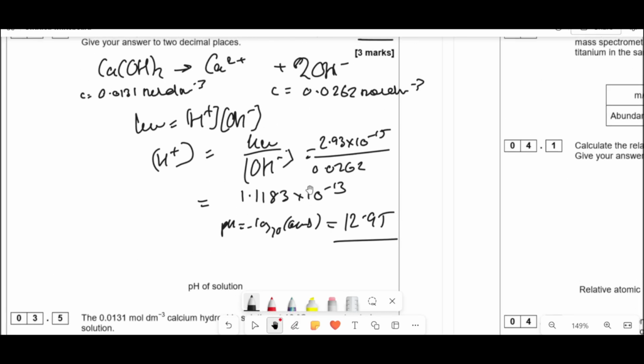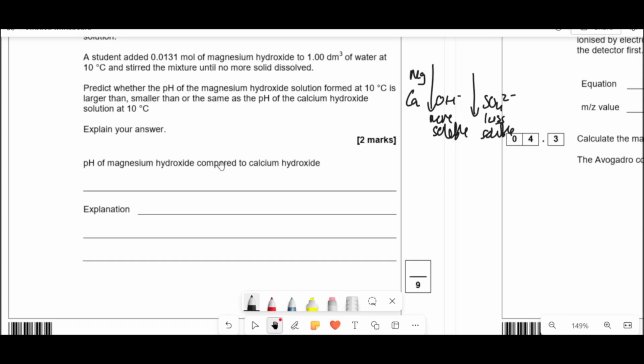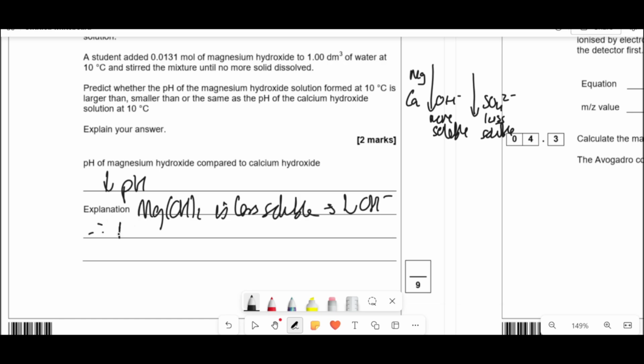Now you can prove it mathematically as well, because if H plus is Kw divided by OH, if you have fewer of these, then this thing's going to go up. If that's going to go up, there's more H pluses, meaning it's more acidic. If it's more acidic, it means the pH is going to be lower. So there you go. The explanation is that MgOH2 is less soluble, so there's less OH minus, therefore more H plus, therefore more acidic.